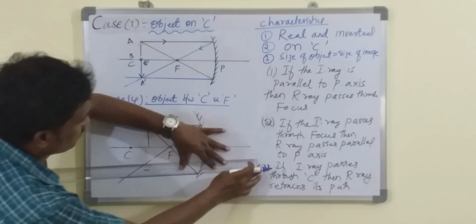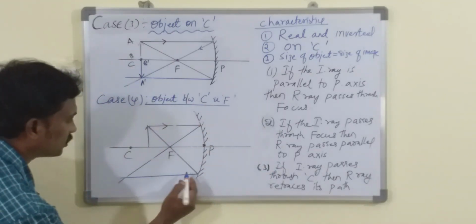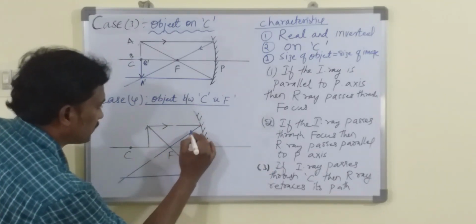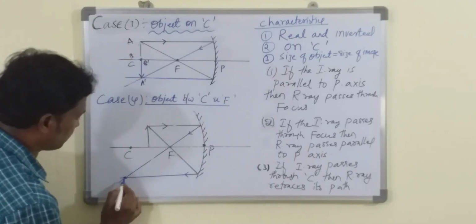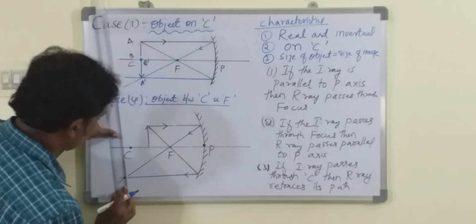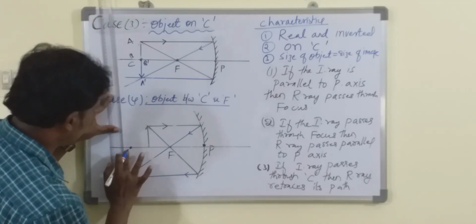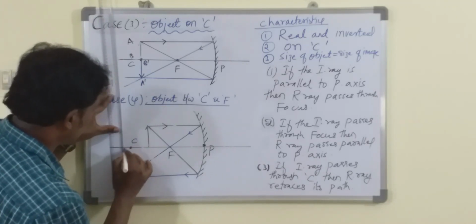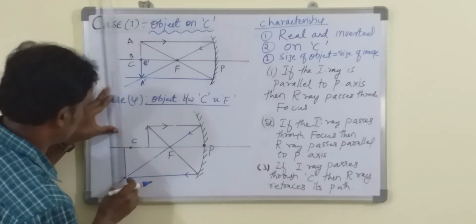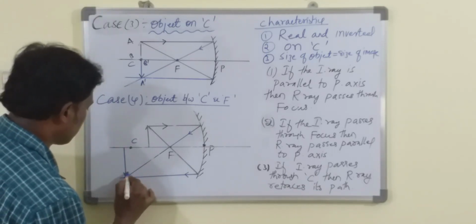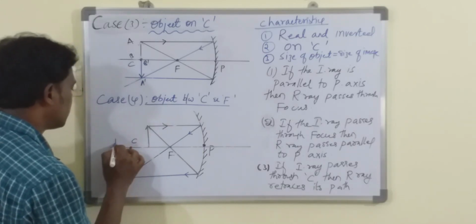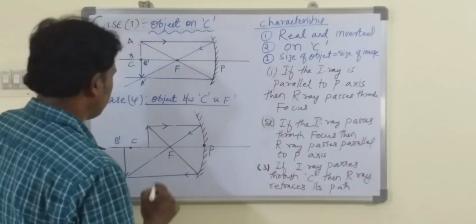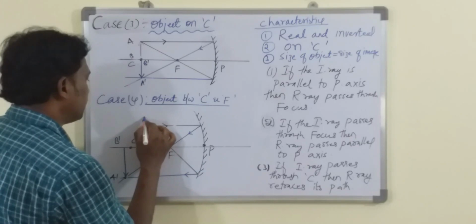Okay, the two reflected light rays are meeting beyond the C. It is here. This is the A dash B dash. This was A and B.